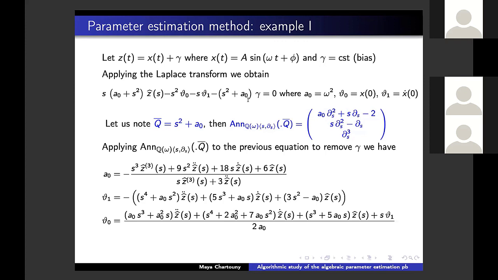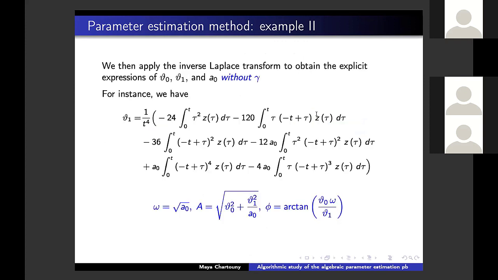So we calculate the annihilator of this polynomial, which can be computed by using elimination technique and Grobner basis methods. So we get the following matrix, and then we apply each operator to the equation in black, and then we can recover a0, v1, and v0, and then we proceed as before to compute their explicit expressions. And then we can go back to omega, a, and phi using the formula in blue.